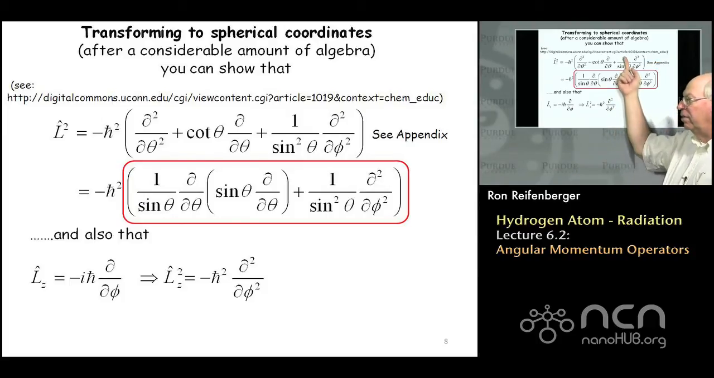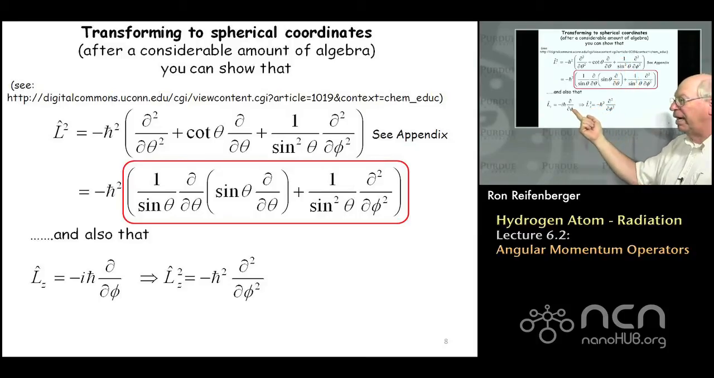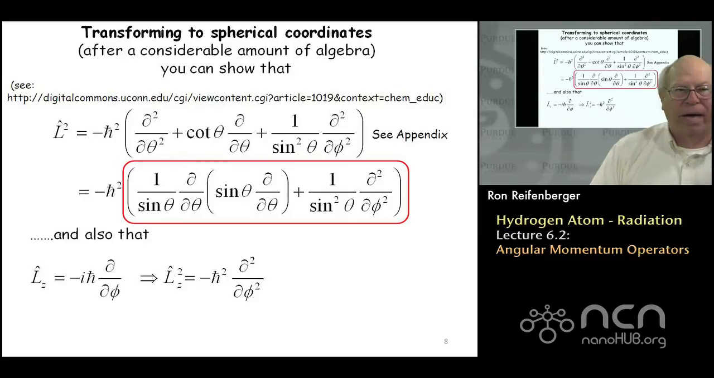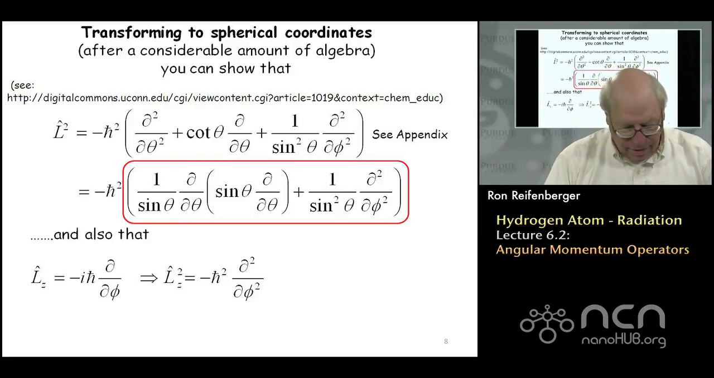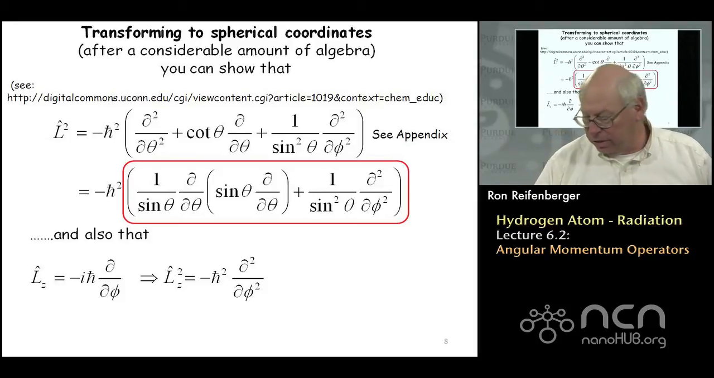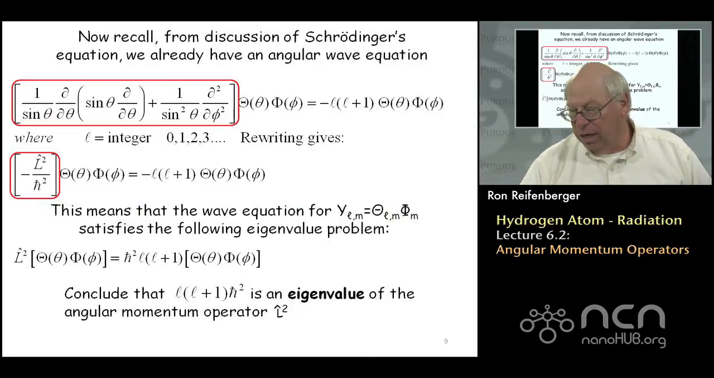And again, you can refer back to this website. The angular momentum in the z direction turns out to be simpler than the angular momentum in the x and the y. It just depends on the derivative with respect to the coordinate phi. And it follows that Lz squared is just minus h bar squared times the second derivative with respect to phi. So these are angular momentum operators that we're going to use to discuss the solutions to Schrödinger's equation.